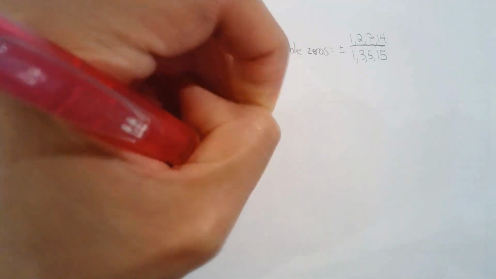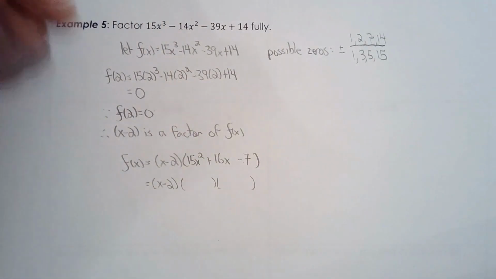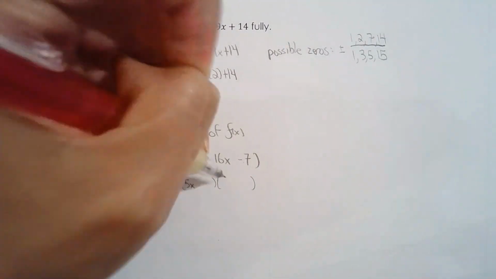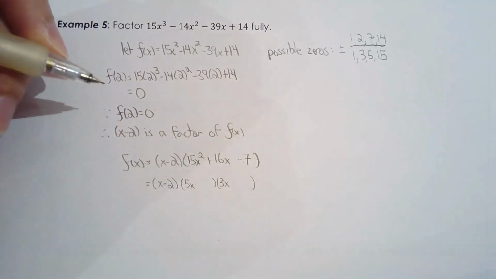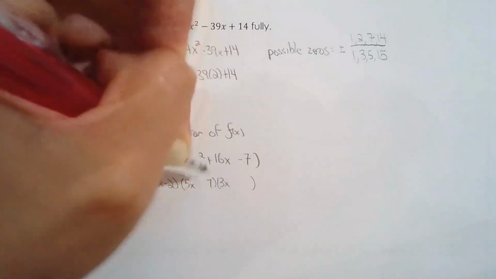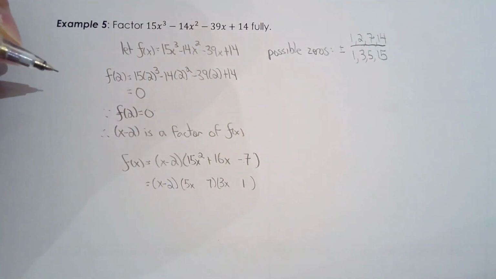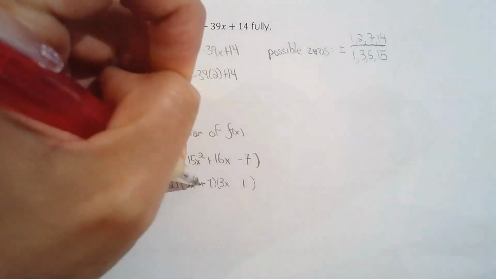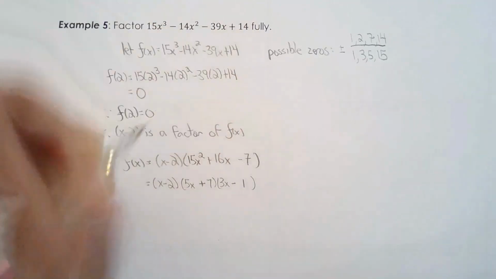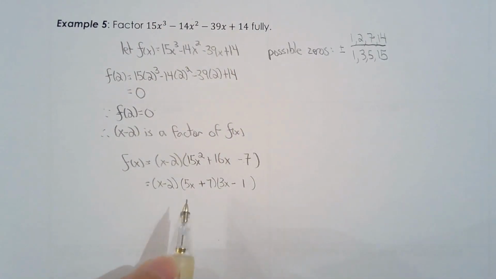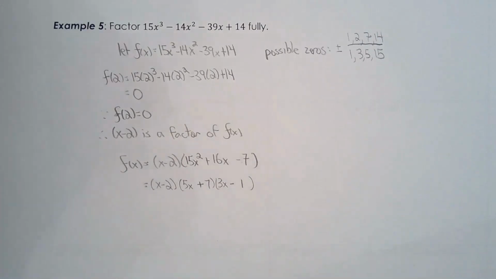Complex trinomial. Let's try 5x and 3x, and then 7 times 3 is 21. 21 and 5 will make my 16. So plus, minus. Let me triple check. 21x minus 5x is certainly 16x. All right, that's it. Done factoring.